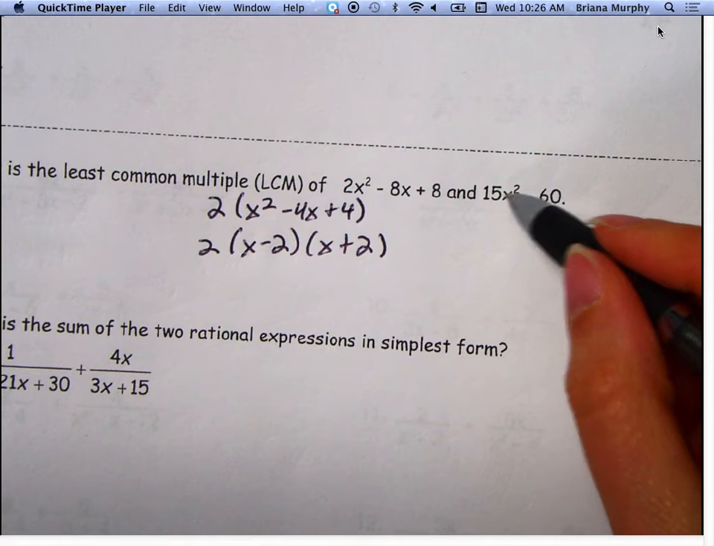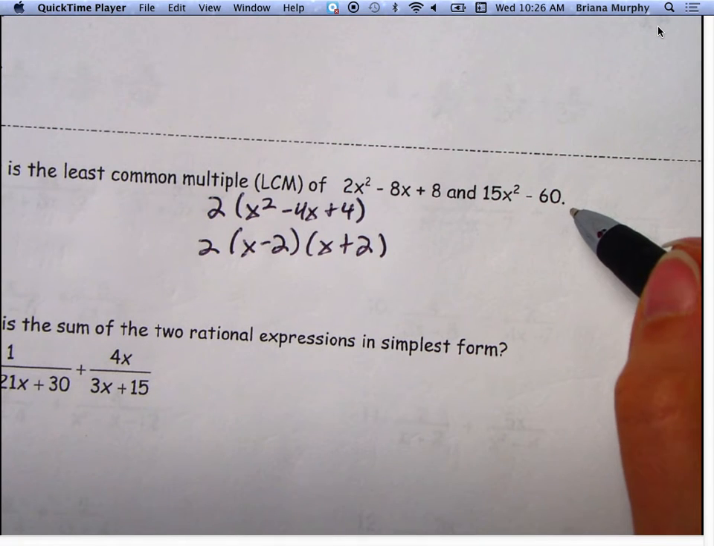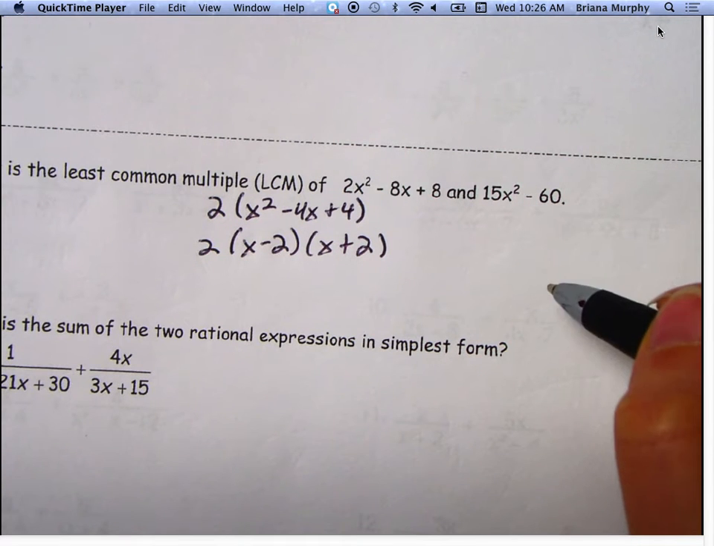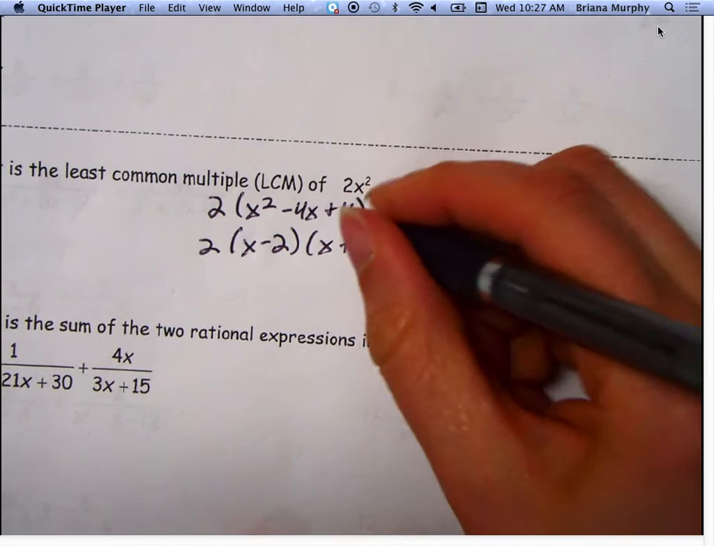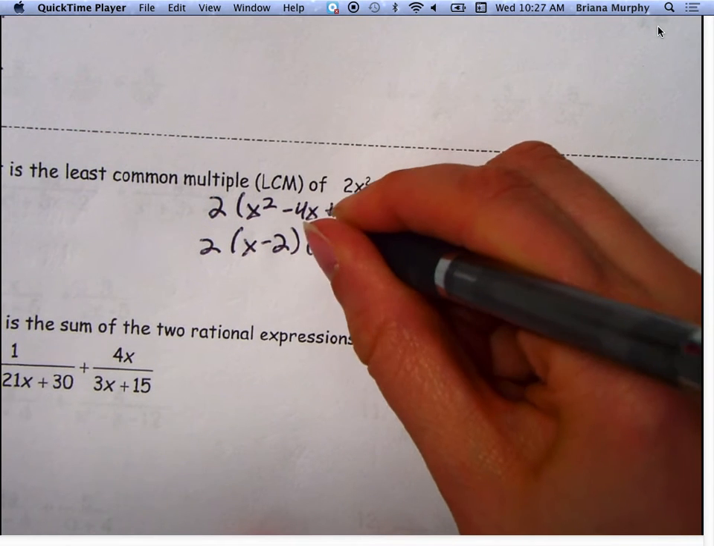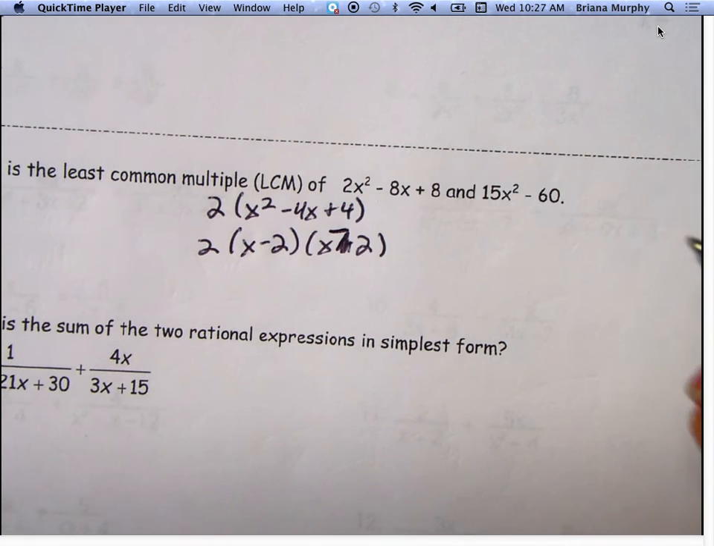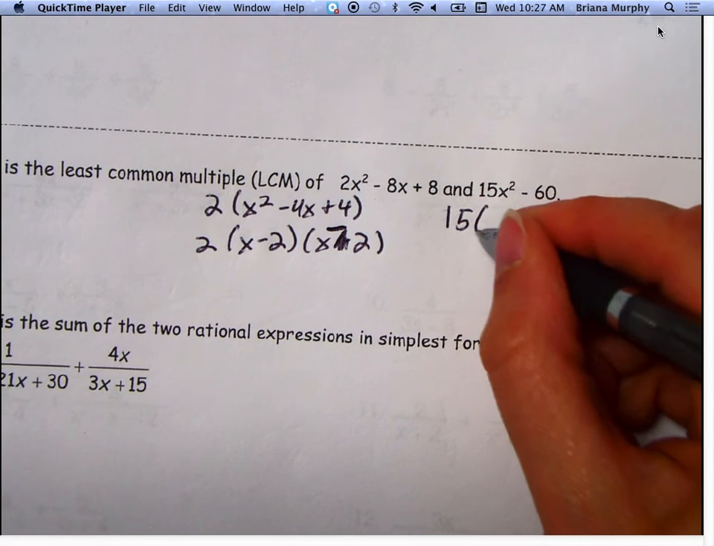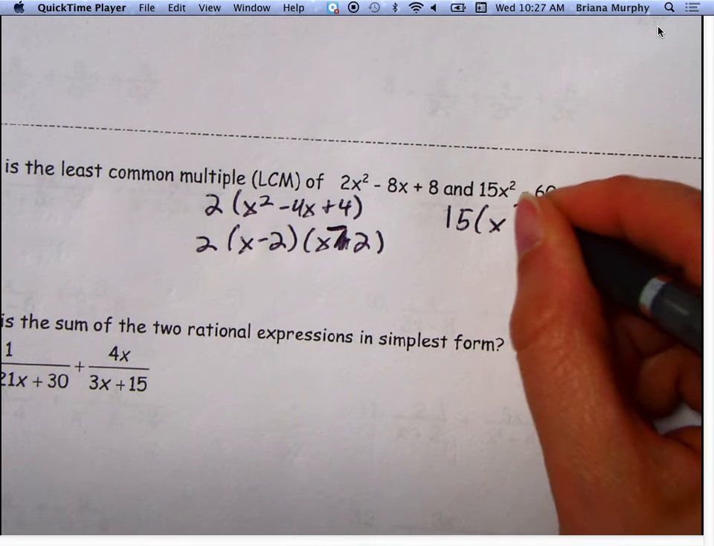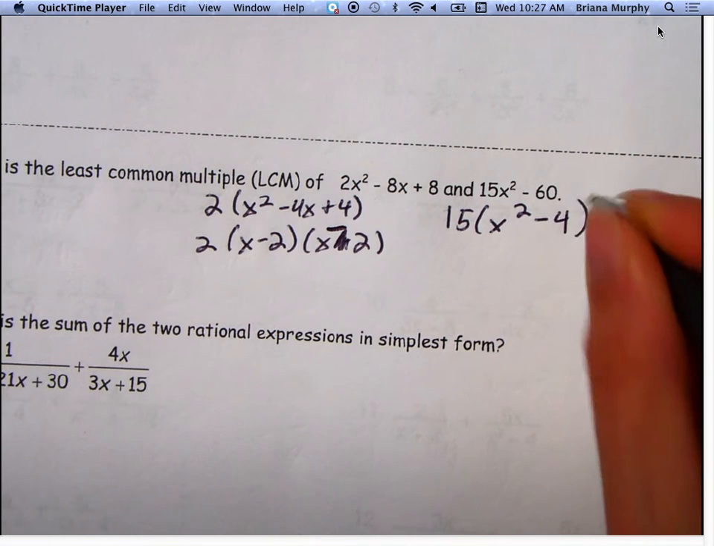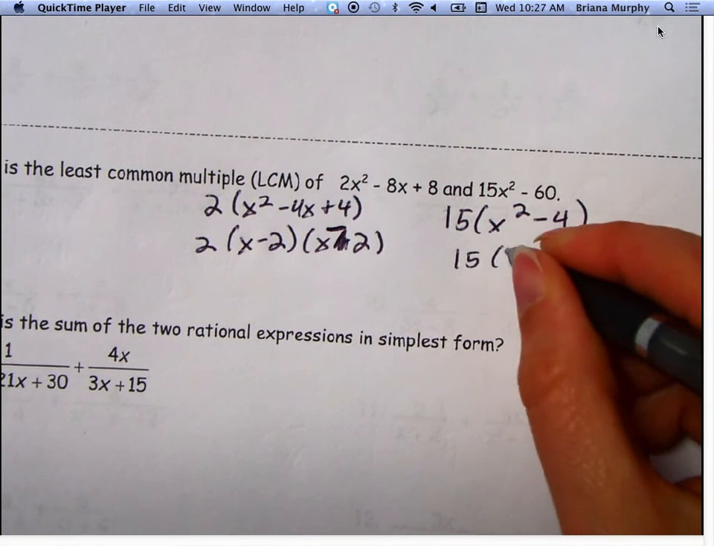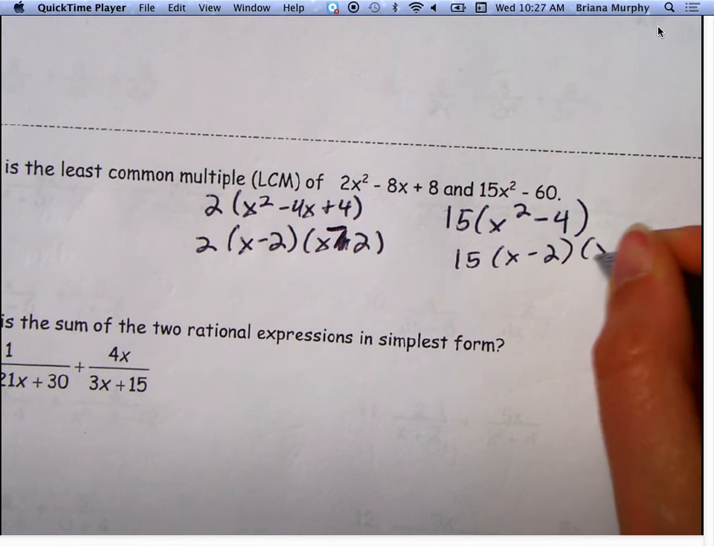What can I take out of 15x squared minus 60? No, it would be x minus 2 squared. Yeah, because if you x minus 2 and x plus, oh, you're right. They're both negative. You're right. 2 negatives. Okay, so the next one I'm going to take out 15, and I'm left with x squared minus 4, and that's a difference of 2 squares. So that answer is going to be x minus 2 and x plus 2, correct?